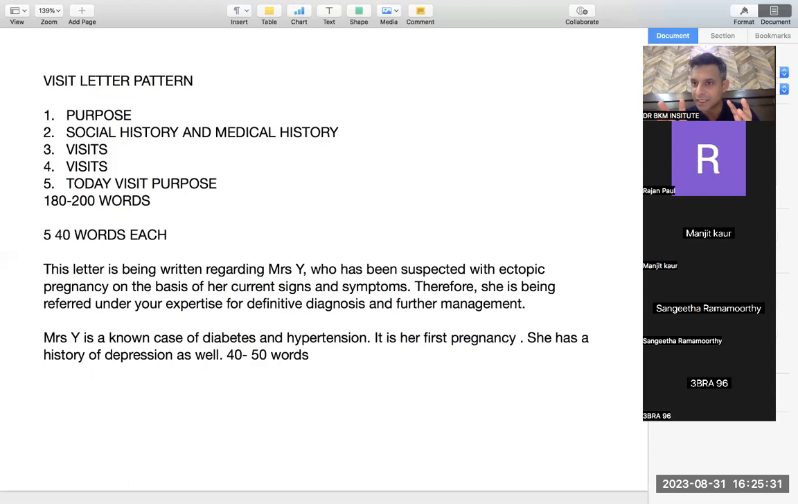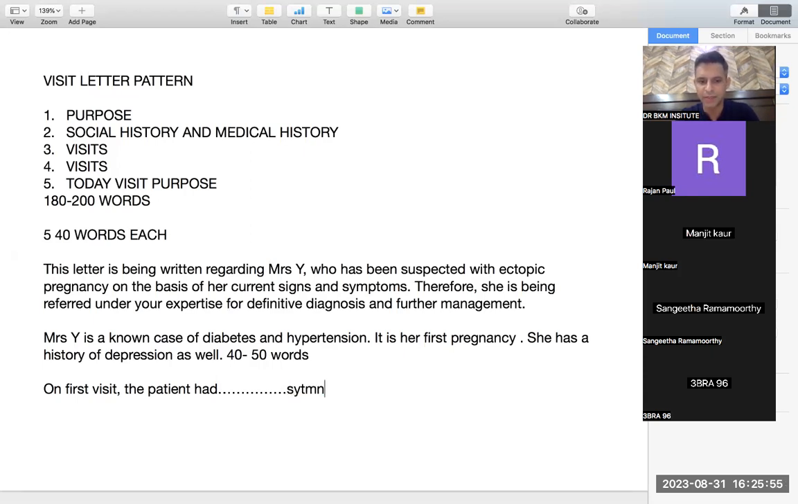Then you will take it in chronological order. Chronological means whatever has happened first, you will write that. That is, on first visit, the patient, now you are telling about the first visit, the patient had this and this problem. So when the patient came to you for the first time, you will write the symptoms over here.